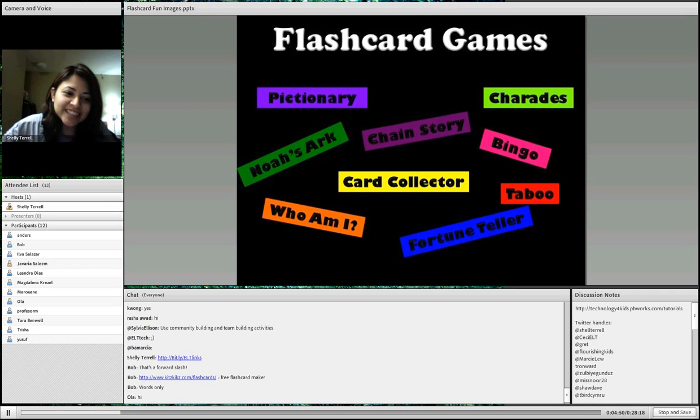So now let's get on to the good part, the games. There are several games that you can play with your students, and they're for different types of levels as well. One of my favorites is Pictionary.